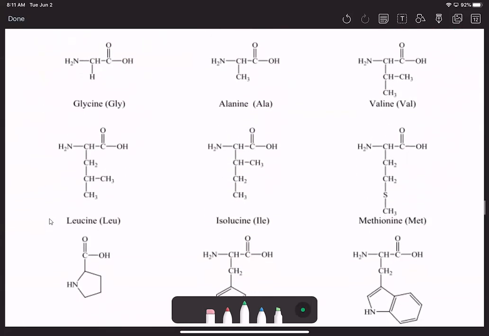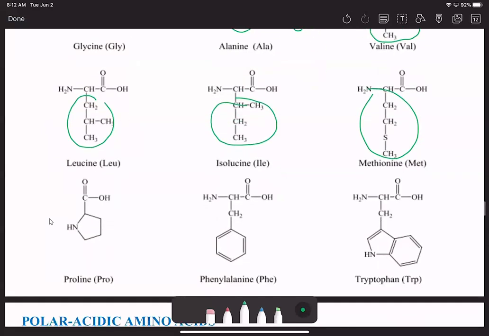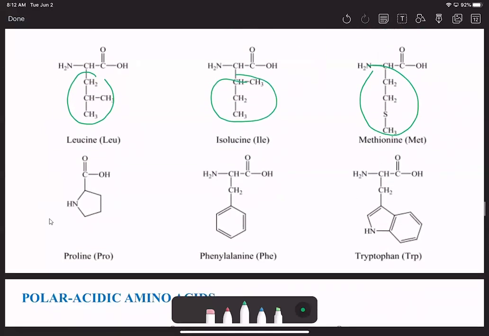So here's some examples of nonpolar amino acids. In nonpolar amino acids, you're going to see a lot of these CH bonds here, these carbon-hydrogen bonds. And we can see that the R groups here just have plenty of those bonds, right? Even here, this is CH2 over here.